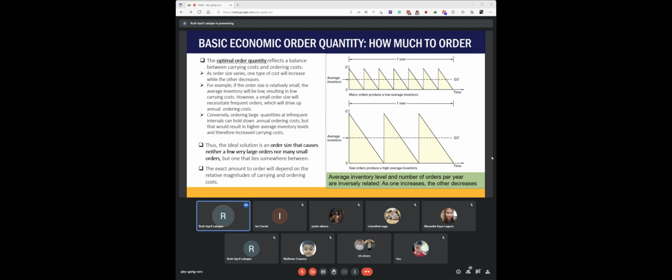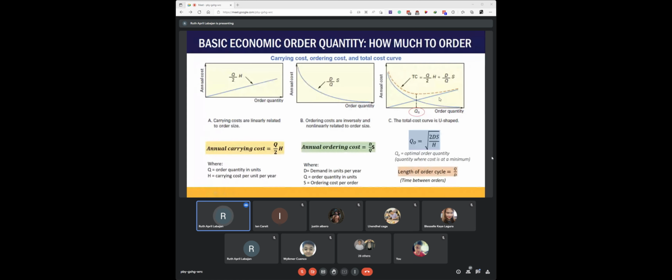So, we don't want either of these. What we want is the balance between the two. We want an order size that causes neither of these. So, what we really want is to have this equilibrium. This Q sub O here is what we call the equilibrium or the optimal order, the equilibrium between the carrying cost and the ordering cost.